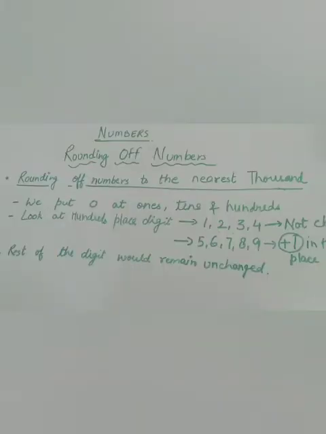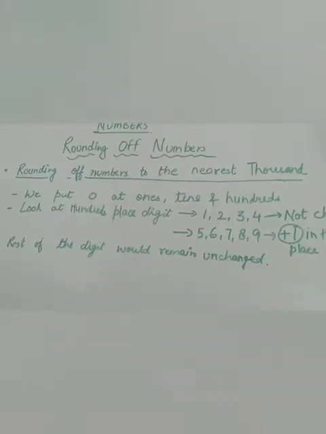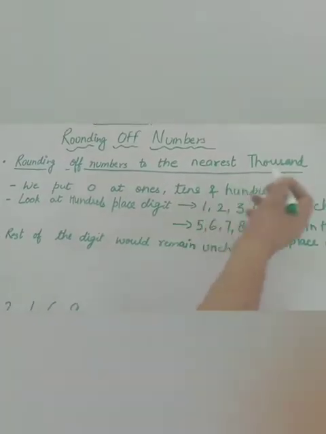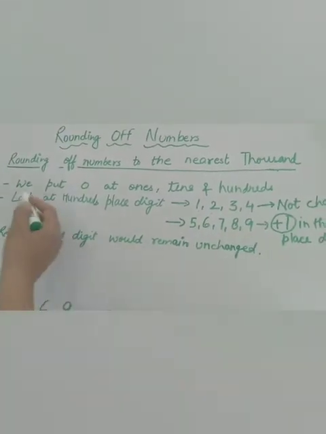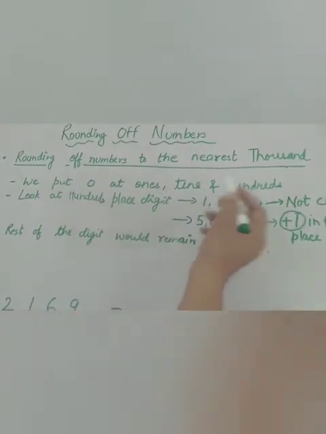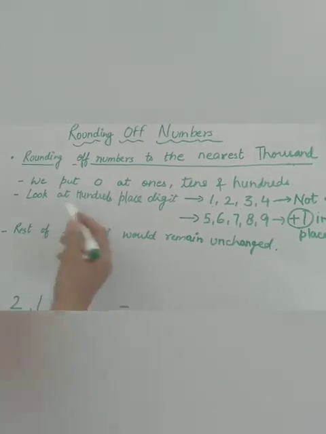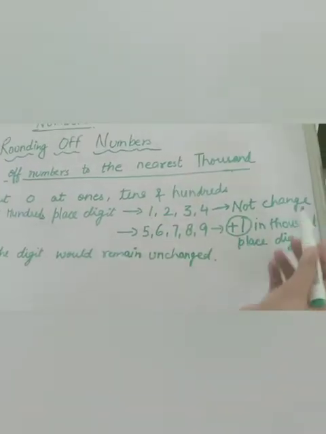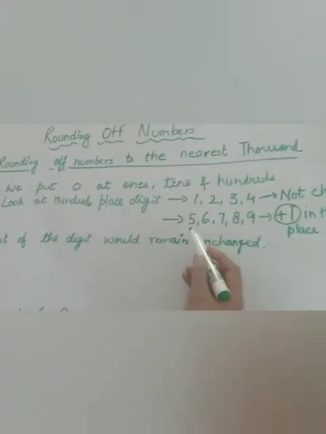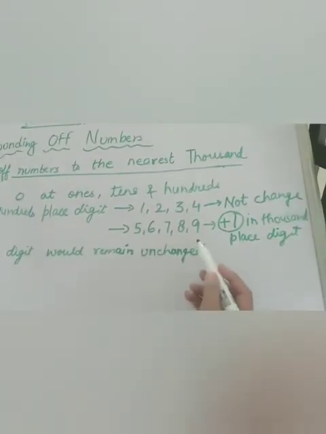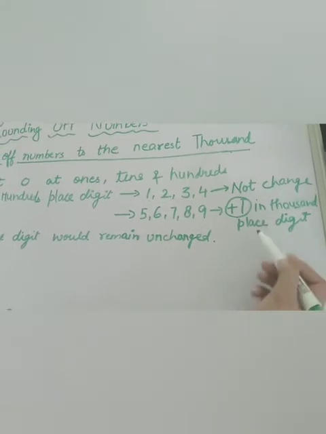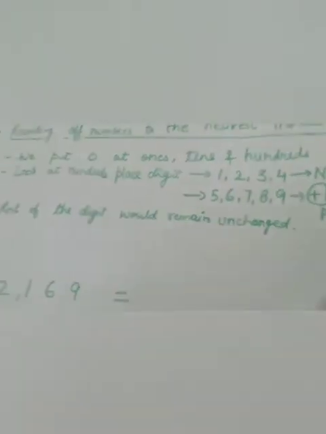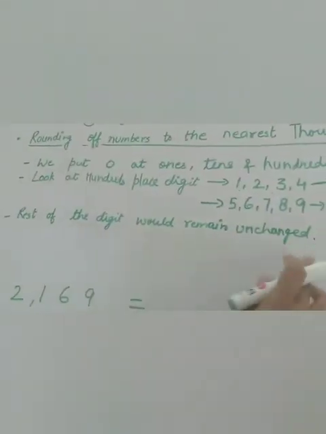Okay. Now I will teach you how to round off a number to the nearest 1000. So first we will put 0 at ones, tens and 100 place. Then look at the 100 place digit. If it is 1, 2, 3 or 4, we will not change. And if it is 5, 6, 7, 8 or 9, we will add 1 in the 1000 place digit. Okay. And rest of the digits would remain unchanged.